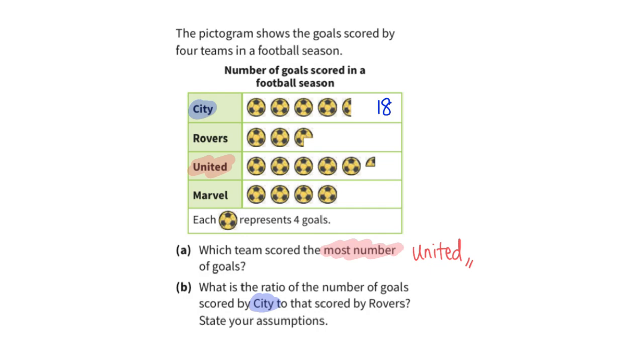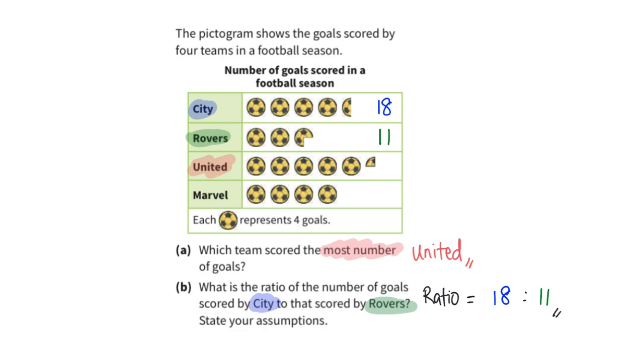And the goals scored by Rovers would be 4, 4 is 8, 8 plus 3, 11. So therefore the ratio is pretty straightforward. 18 is to 11. And we are done.